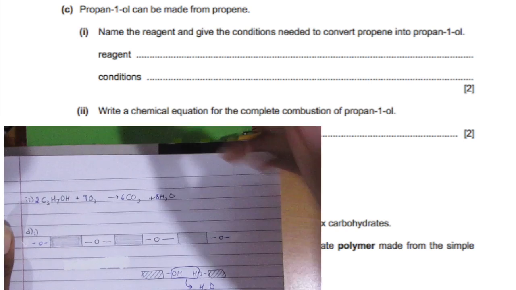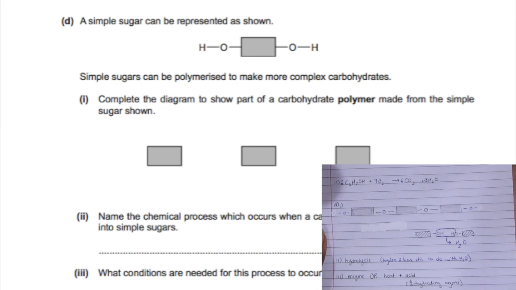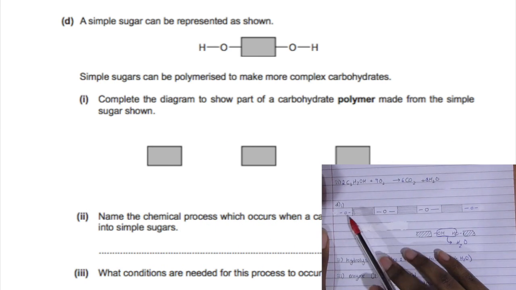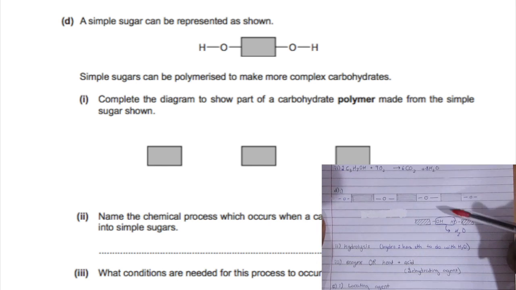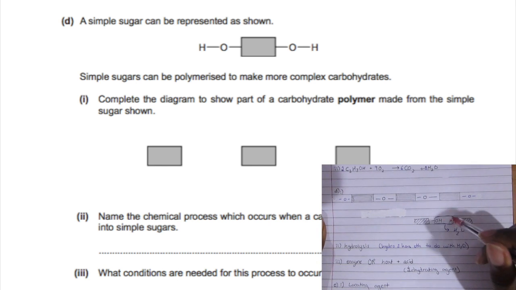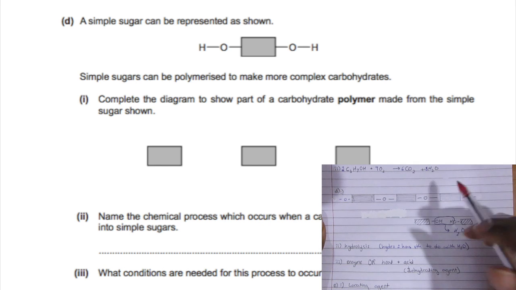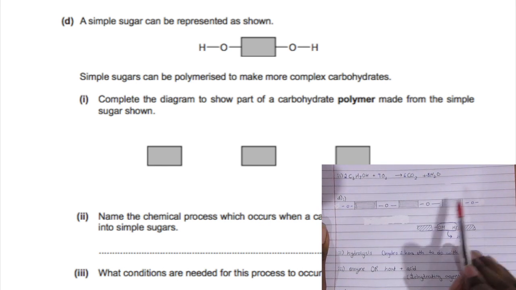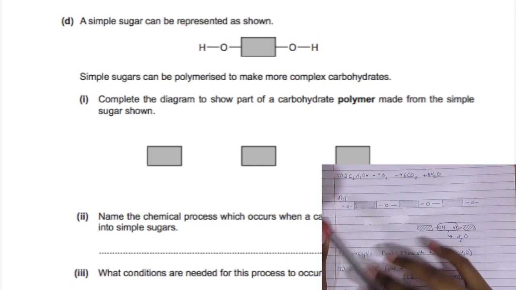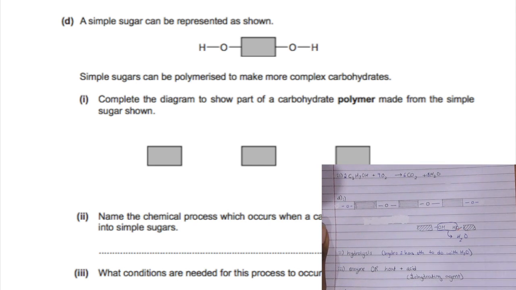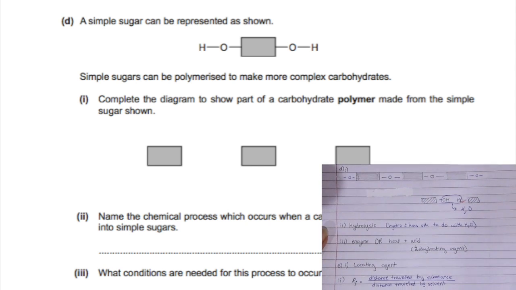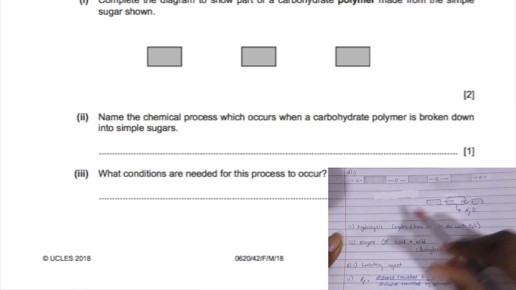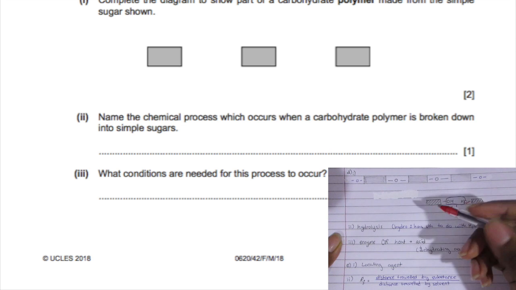Now for part D, a simple sugar can be represented like this. Complete the diagram to show the part of the carbohydrate polymer made from this simple sugar. So now we have the OH and the H. They come together and they release a water molecule. This is condensation, right? And so you're only left with that oxygen. So between each block, you're going to just have an O. And that's it.